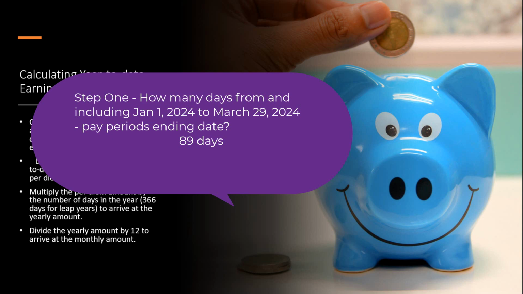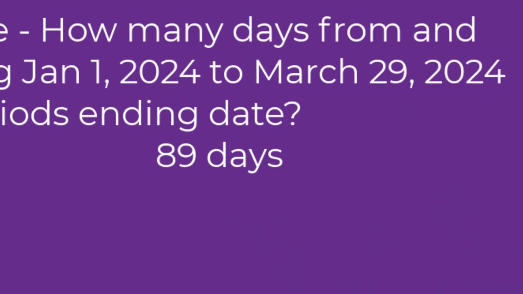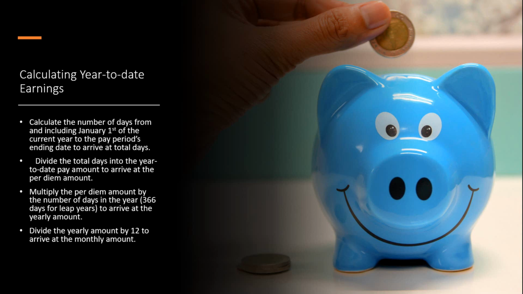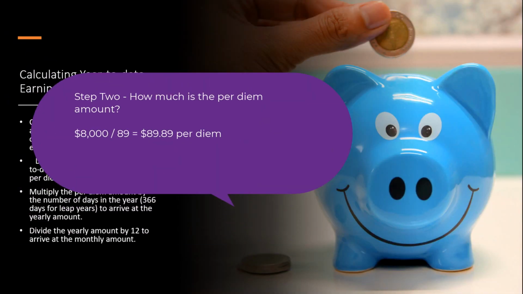Why shouldn't the number be 88 days, which is the number of days between January 1st, 2024 and March 29, 2024? The reason is that you are not counting the days between the 2 dates, rather you are counting all days during this time period, which includes both the first and last day of this time period. Step 2. How much is the per diem amount?